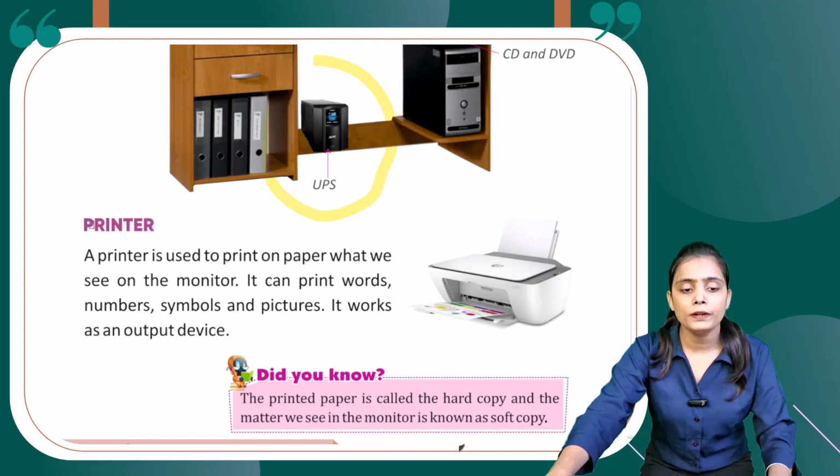Okay, the very first one, printer. So a printer is used to print on a paper what we see on the monitor. It can print words, numbers, symbols and pictures. It works as an output device.